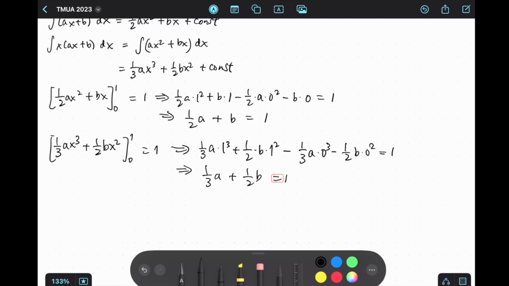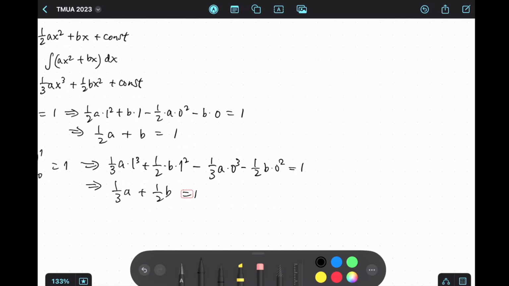So we see that we have a pair of simultaneous equations now. It remains to solve for the solution for this pair of simultaneous equations. So we'll just multiply the second equation by 2 and obtain a half of a plus b equals 1, and 2/3 of a plus b equals 2. So we subtract the second equation from the first to obtain negative 1/6 of a equals negative 1.